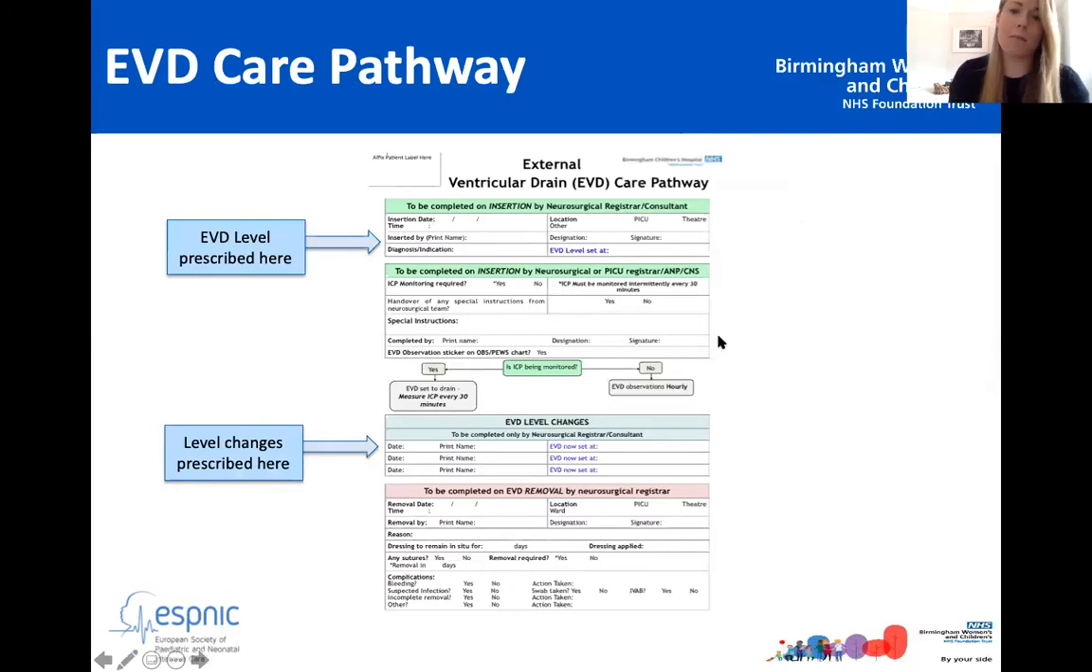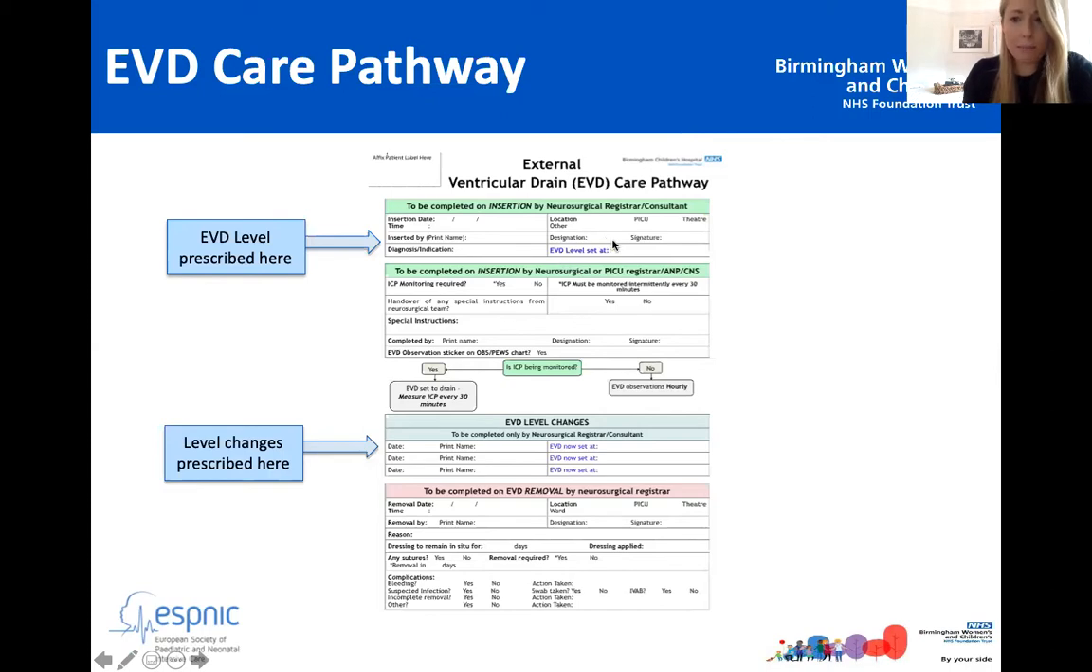So at Birmingham, all of our patients will go onto an EVD care pathway. Once they're admitted from theatre, after the EVD has been inserted, and that's just because our EVDs are inserted in theatre in this hospital, they will have a pathway completed. On admission, we fill in the details, the most important thing being to note from the surgeon what level they want the EVD set at.